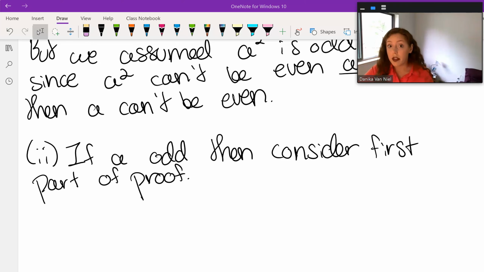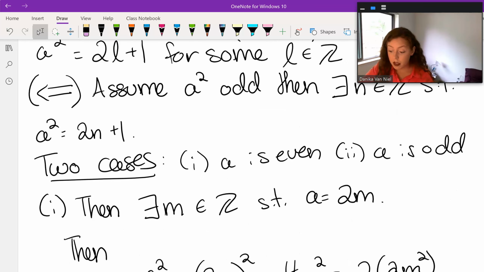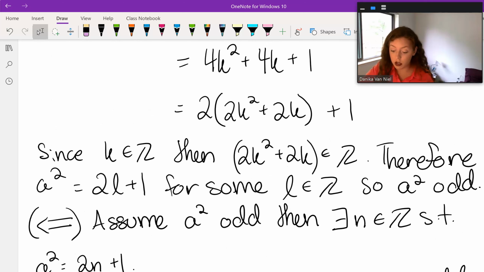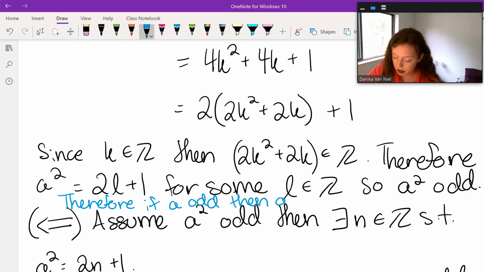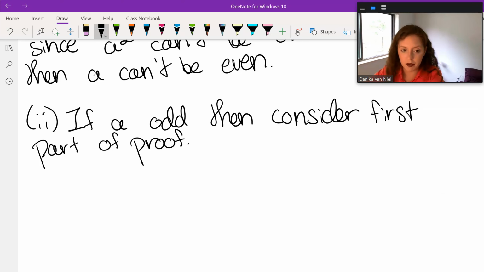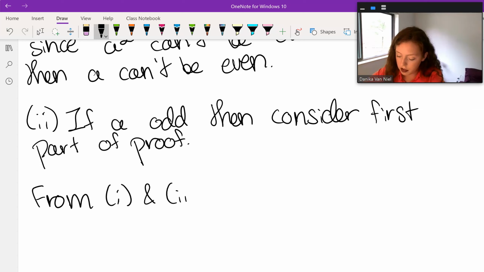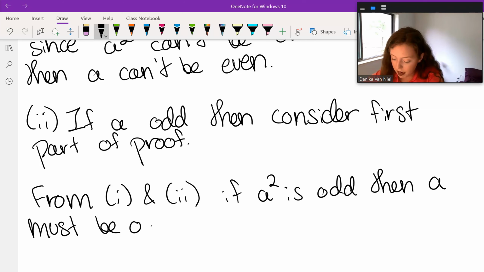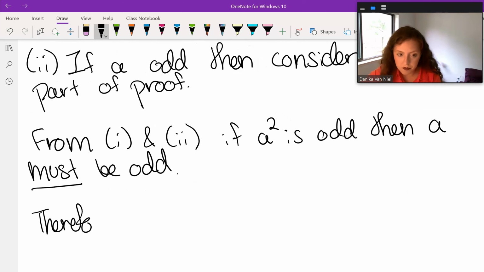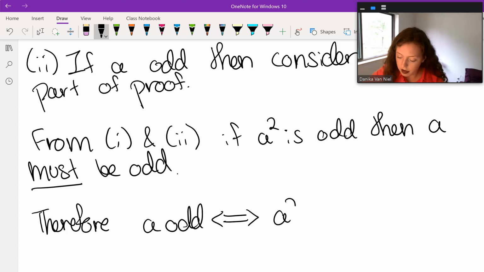All right. Okay, so I left out a bitty part. So I want a short conclusion up here. Okay, I'll write it in a different color, so hopefully it stands out. Therefore, if a is odd, then a squared is odd. Okay? So that just means that a odd implies a squared odd. Now down here, I'm going to write from 1 and 2. If a squared is odd, then a must be odd. Therefore, a is odd if and only if a squared is odd. Excellent.